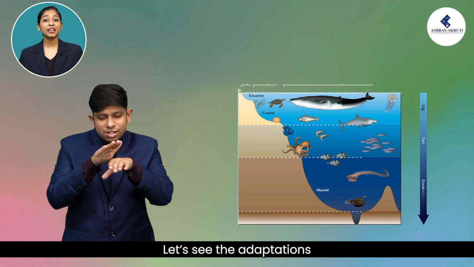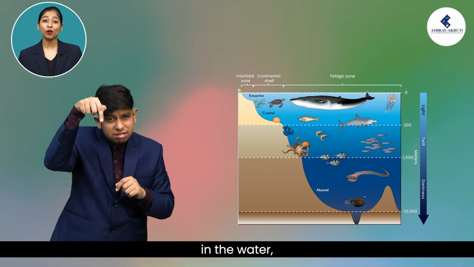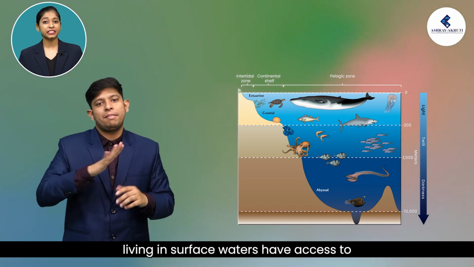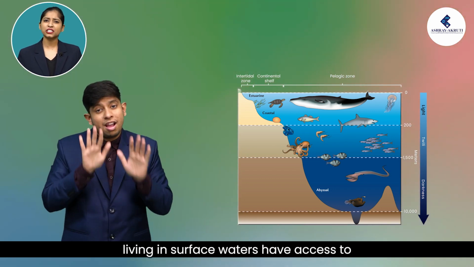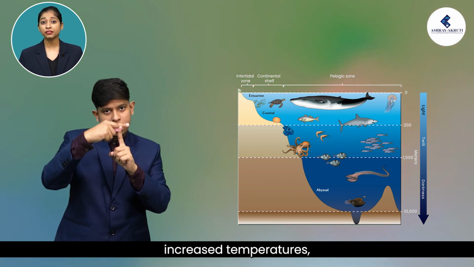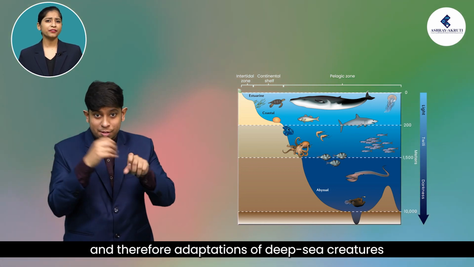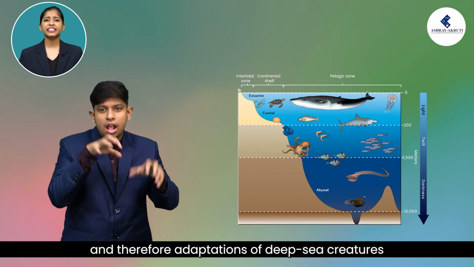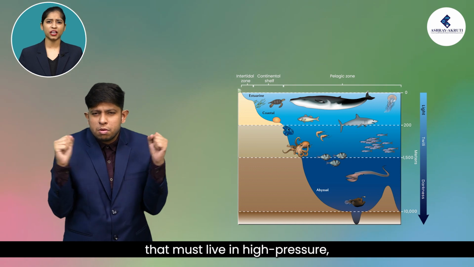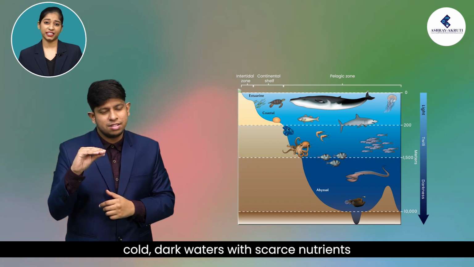Let's see the adaptations in marine life on a vertical scale in the water. Animals and plants living in surface waters have access to high nutrient levels, increased temperatures, reduced pressures and lighter, and therefore adaptations of deep sea creatures that must live in high pressure, cold, dark waters with scarce nutrients.